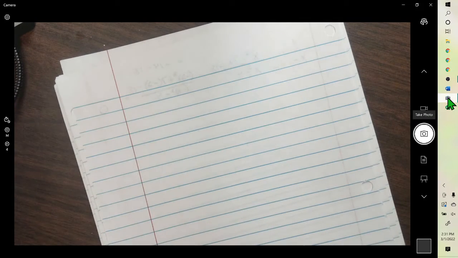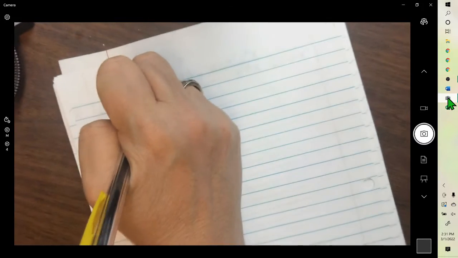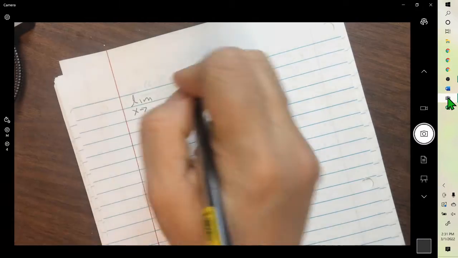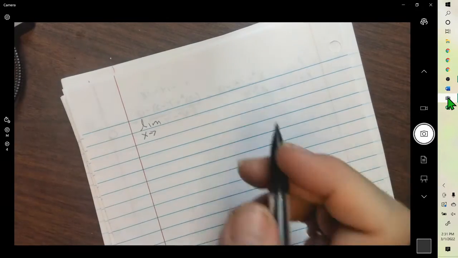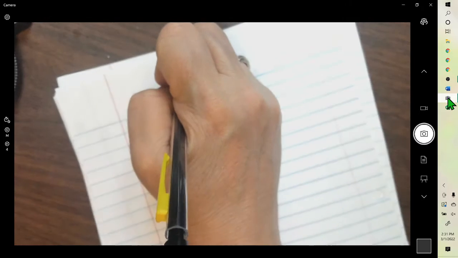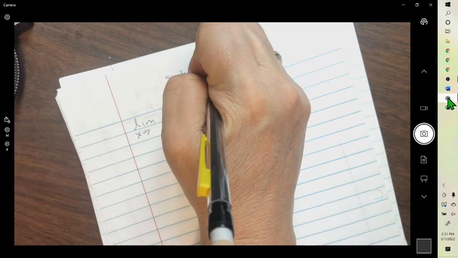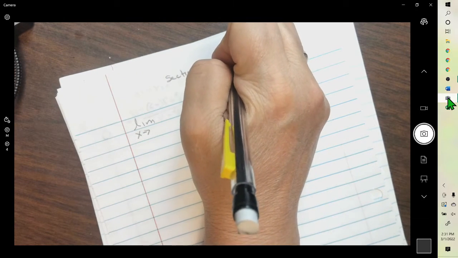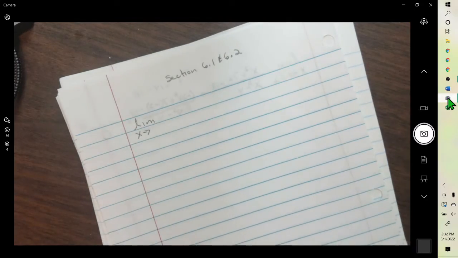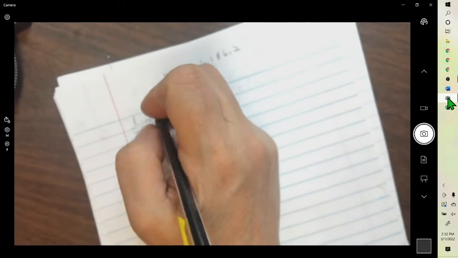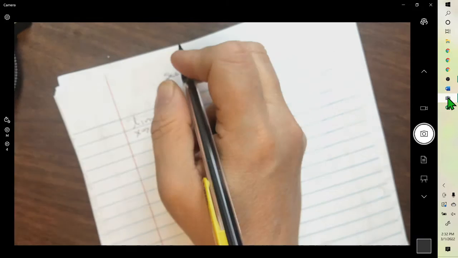Wanted to do some more of the limit problems, and these would be from sections 6.1 and 6.2 on MyMathLab. The limit as x approaches 3.